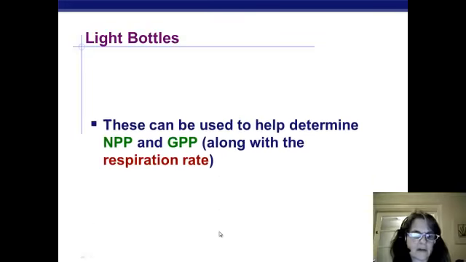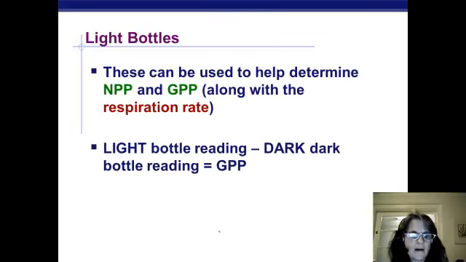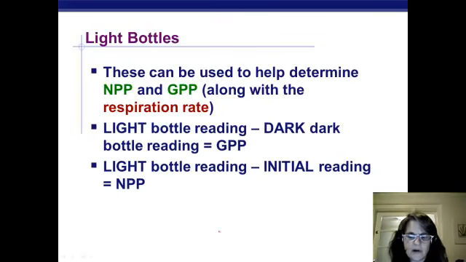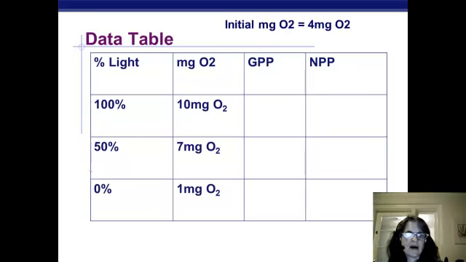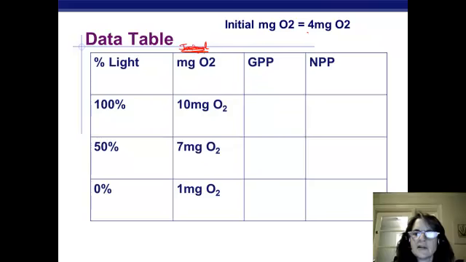Let's see if that works. Okay? We've already been through this. If I were you, I would try to remember those. They sometimes ask about them. So let's say that these are our results. Initially, we have 4 milligrams of oxygen.